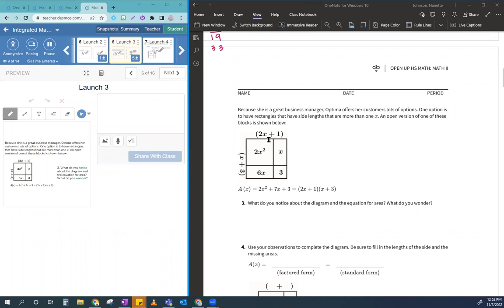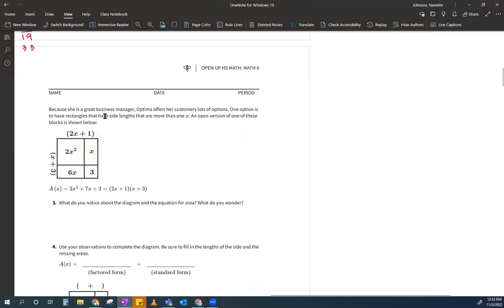So we're going to be factoring this. We're starting on this problem here. You see where it is on your slides. I'll be going back and forth in there in a little bit. It says, because she is a great business manager, Optima offers her customers lots of options. The option to have the rectangles that have side lengths that are more than 1x. An open version of one of these is below. So this is called a generic rectangle. I call it the array model. Sometimes I'll call it the box. There's a lot of different names for this, and it just organizes your information.